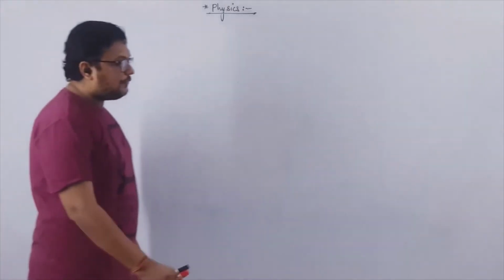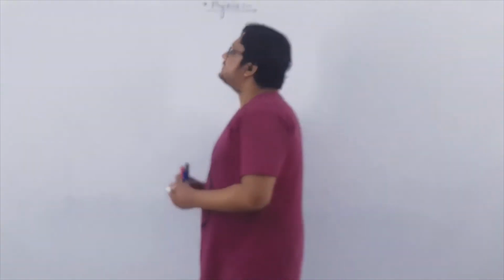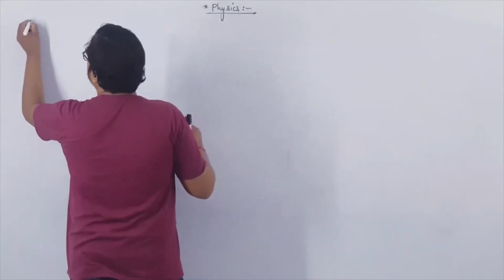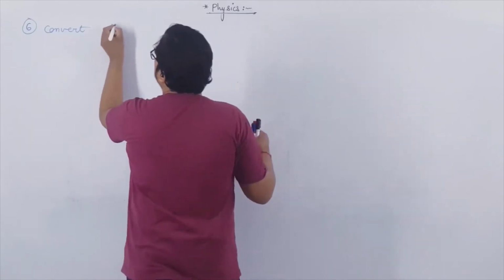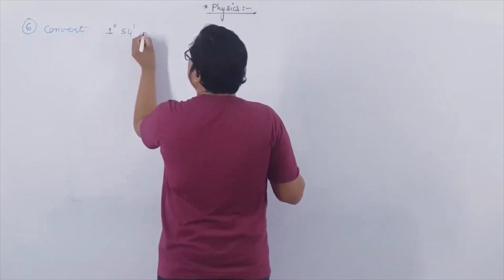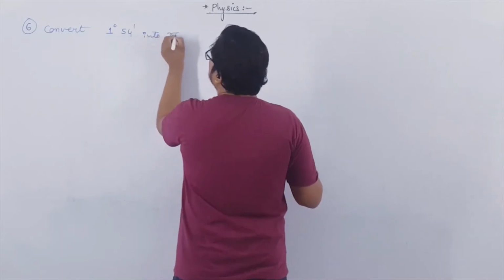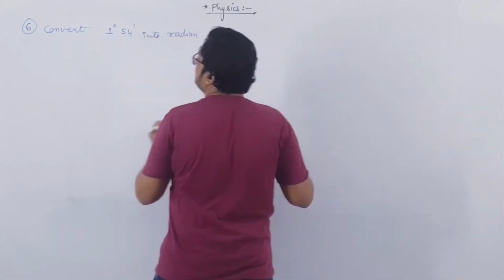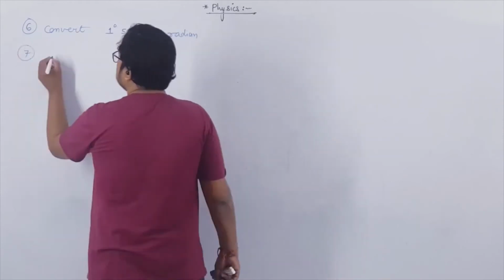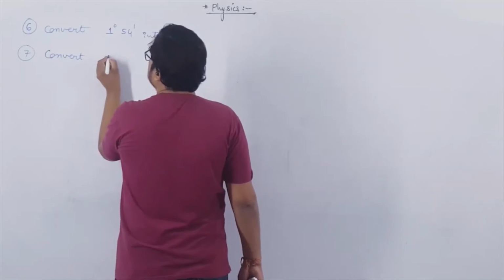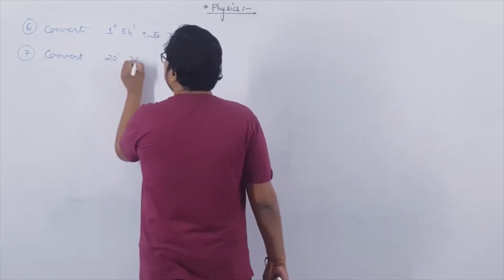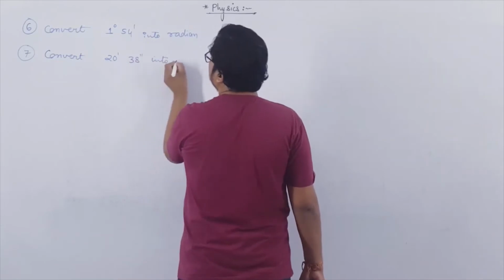Now I will give you a few examples for your practice, something around 5 examples which you will solve yourself. The 6th one is convert 1 degree 54 minute into radian. 7th, convert 20 minute 38 seconds into radian.